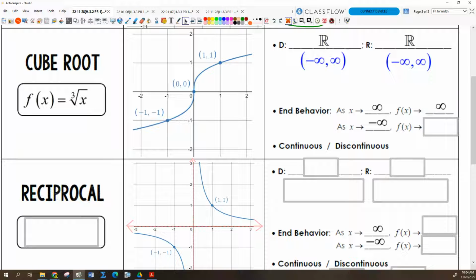As x approaches negative infinity, f of x approaches negative infinity. Good. And thumbs up or down, continuous? Yes, it is. There you go.